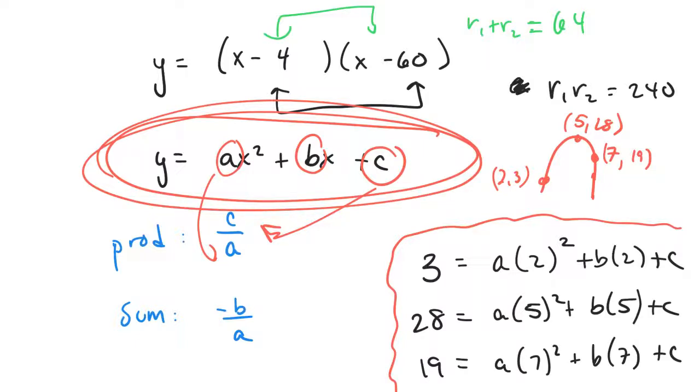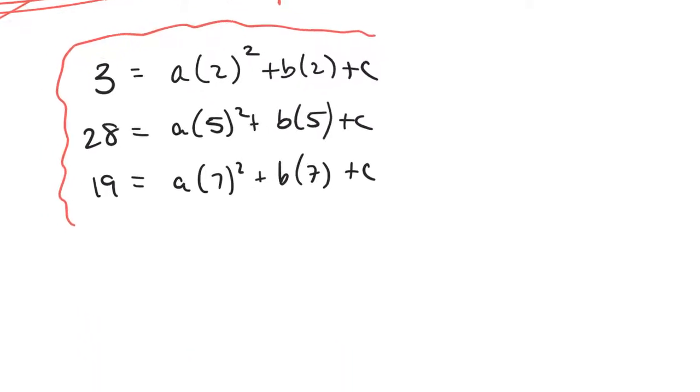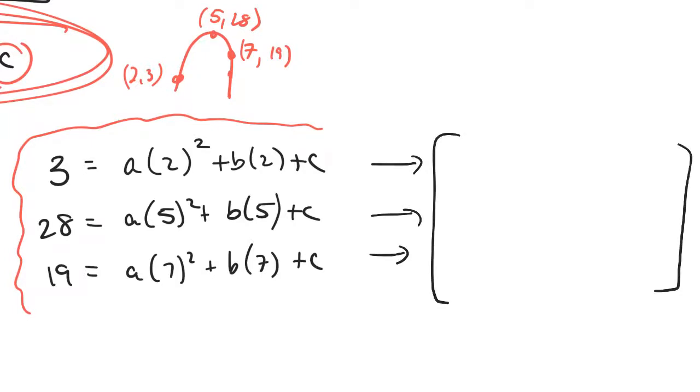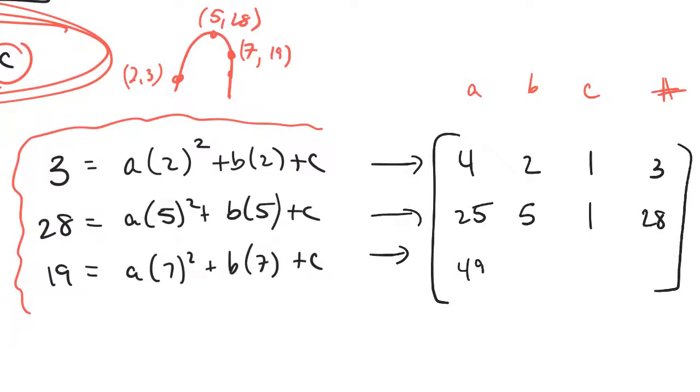I would take my constants, put them on the right side as a constant vector, and my matrix for this problem becomes the following. I'm going to do it in order of the coefficients first: 4, 2, 1 for A, B, C. Remember, if you're forgetting this, I'll put the column headings up here. This is A, this is B, this is C, and this is your constant at the very end. The constant in this case was 3. Then I've got 25A plus 5B plus 1C equals 28, and then 49A plus 7B plus 1C equals 19.